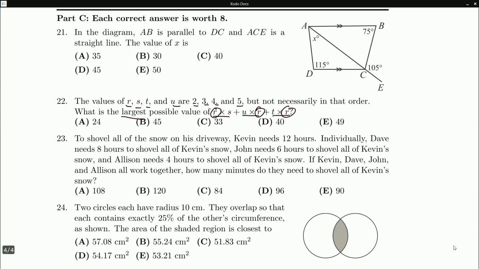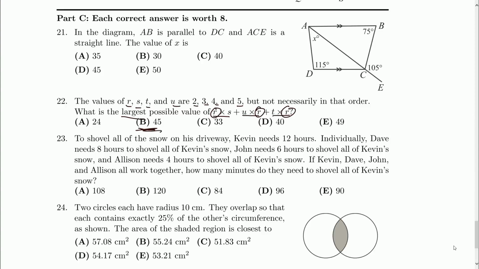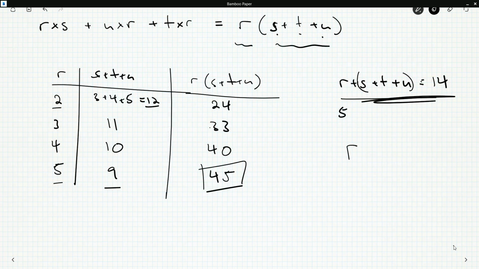Okay, so what have we got here? 45, that's B. So the answer to 22 is going to be B.